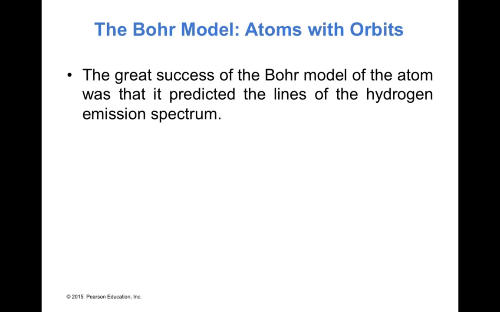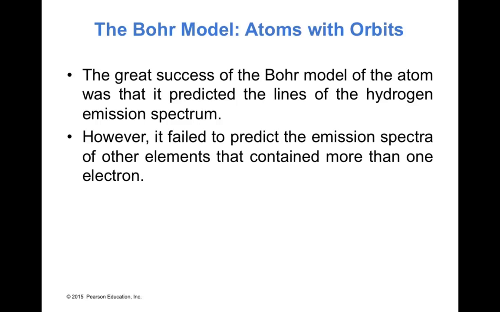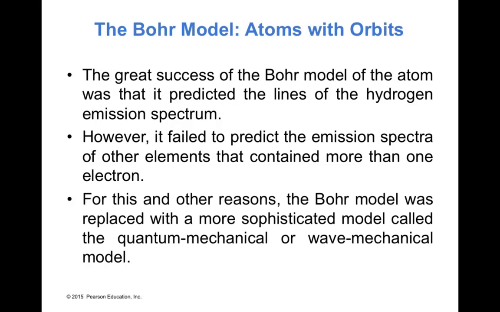The great success of the Bohr model of the atom was that it predicted the lines of the hydrogen emission spectrum. However, it failed to predict the emission spectra of other elements that contain more than one electron. For this and other reasons, the Bohr model was replaced with a more sophisticated model called the quantum mechanical or the wave mechanical model.